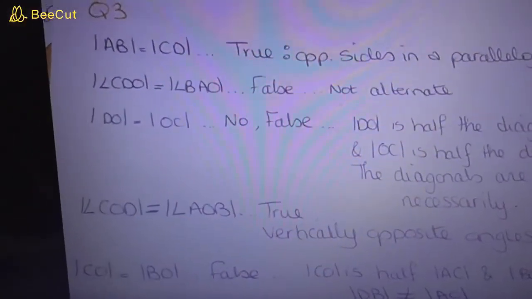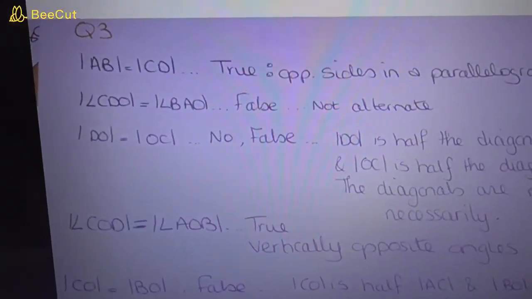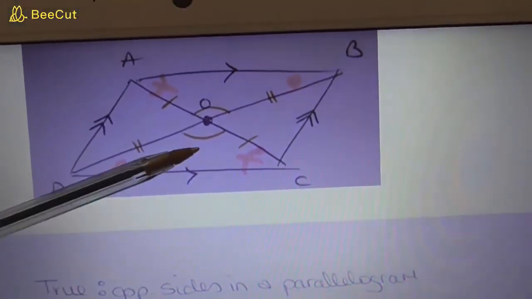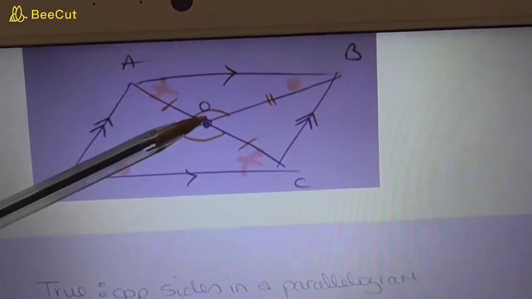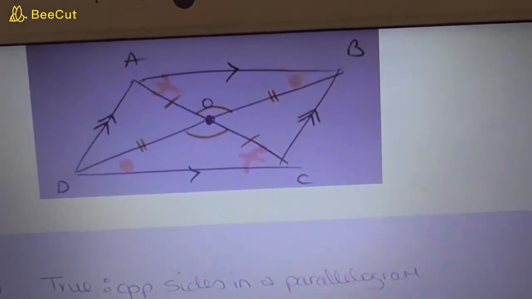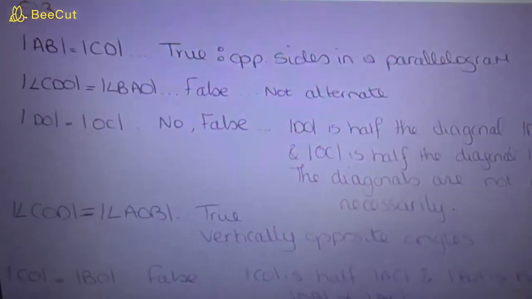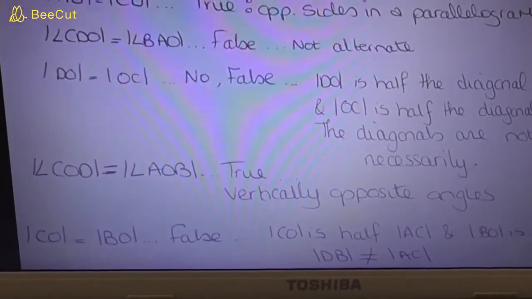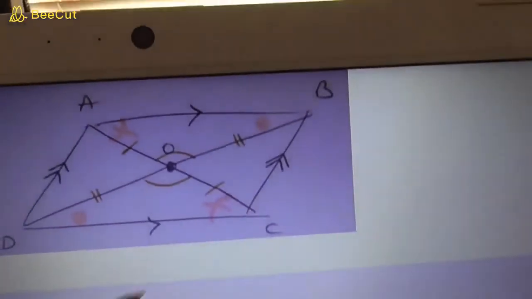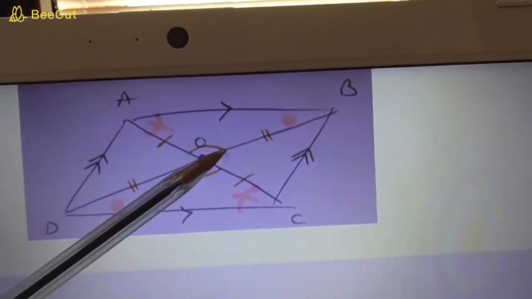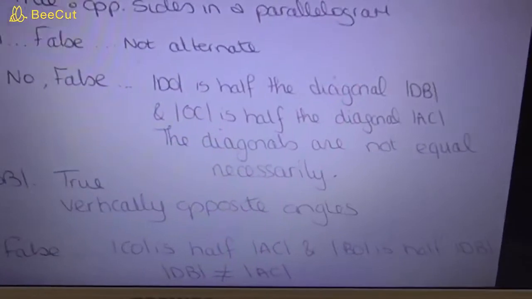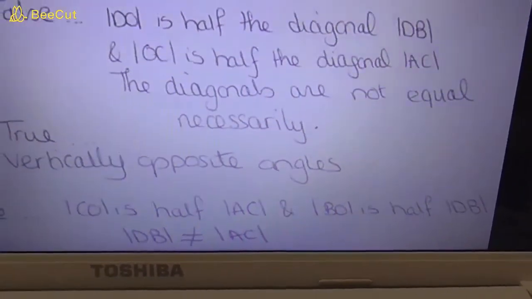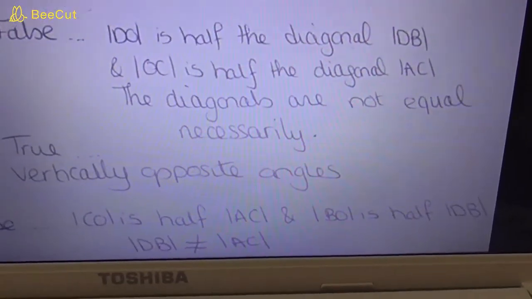Angle COD is equal to angle AOB. That's true. So COD, C to O to D is this angle here, and that's equal to angle AOB, which is this one here. They are equal because they're vertically opposite angles. There's your reasoning. And lastly, the length of CO is equal to the length of BO. That is false. So CO is not the same length as BO. And again, your reasoning, CO is half the length of AC and BO is half the length of DB, but DB is not the same length as AC.